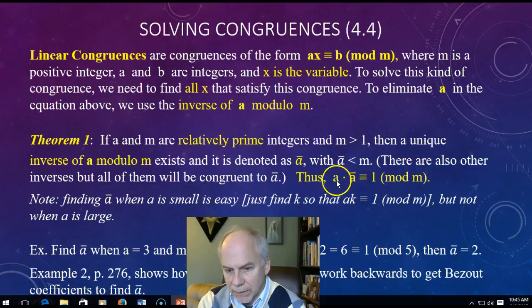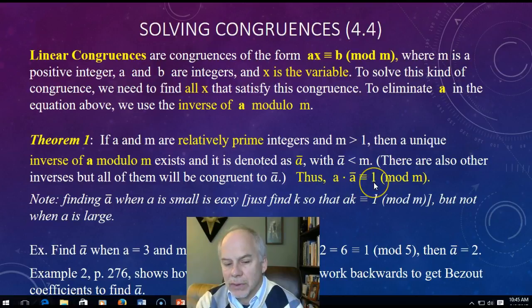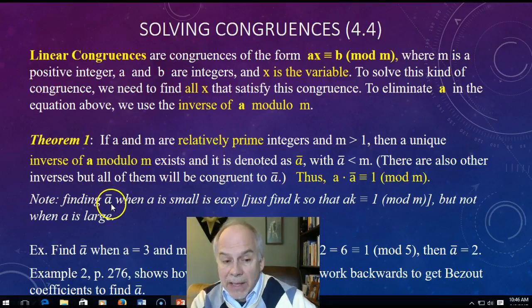The statement here in yellow, thus A times the inverse of A is congruent to 1 mod M. So that's what you're trying to find, a number that when you multiply it by A will produce a remainder of 1 when it's divided by M. That's what this is. All right, so the product of A and its inverse should be congruent to 1 in mod M. Okay. Now, finding the inverse of A when A is small is often easy. You just need to find a K so that A times K is congruent to 1 mod M, and then K will be your inverse.